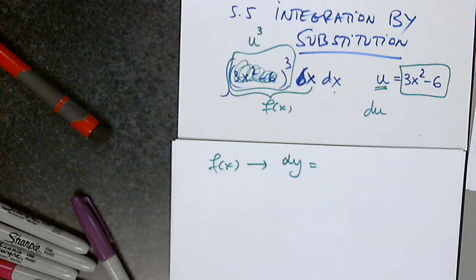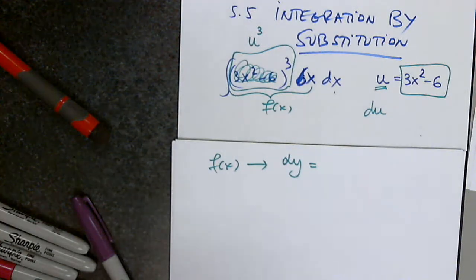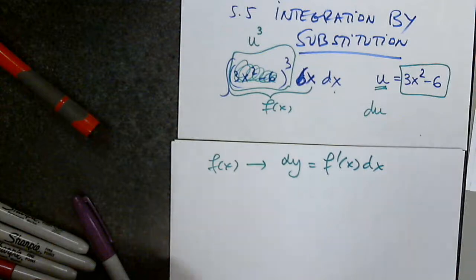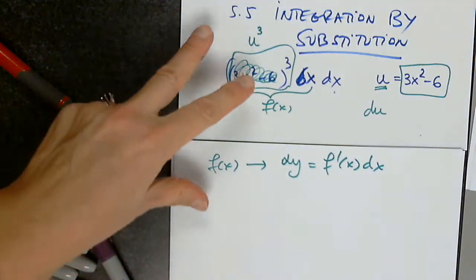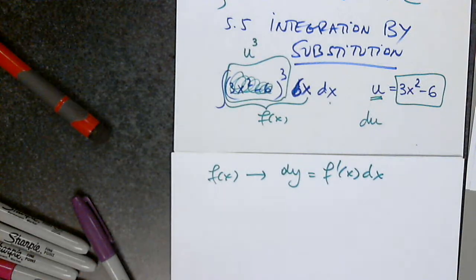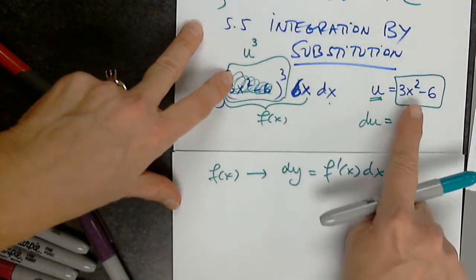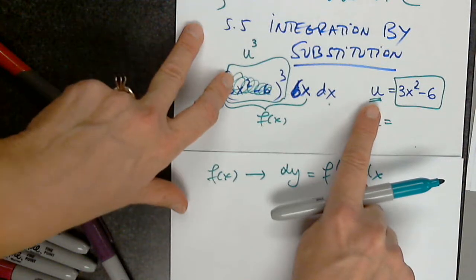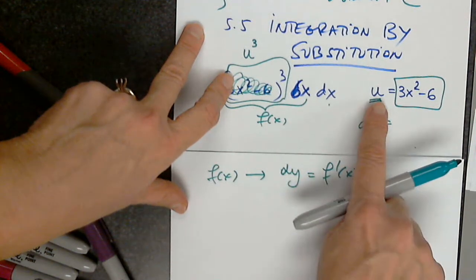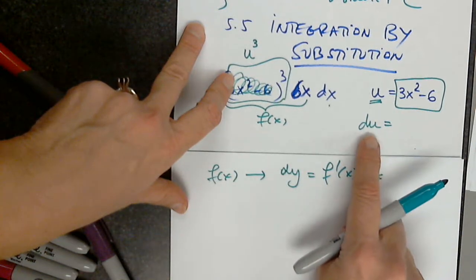I'm given a f of x and I'm asked to find dy. Yes, what does it equal to? Excellent. Without this, I can't continue. Okay, so therefore, excellent, thank you. So du, what does it equal to then? This is my function, and this is denoted by u. So instead of dy, because it's denoted by u, I want du to be what?